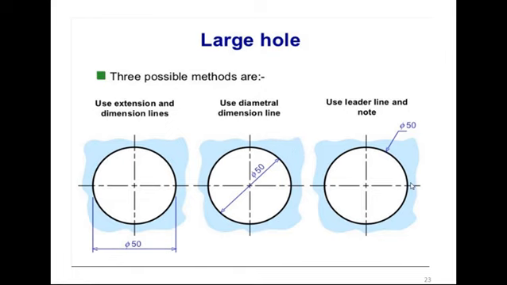And use leader line and note. So again this is the third method. So when there are large holes we can use these three methods. We can use this leader line here and keep a note like diameter 50. So we require to follow this method while we are mentioning a hole.